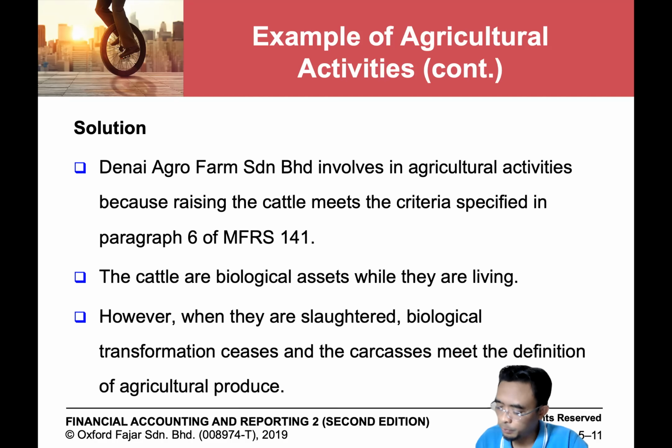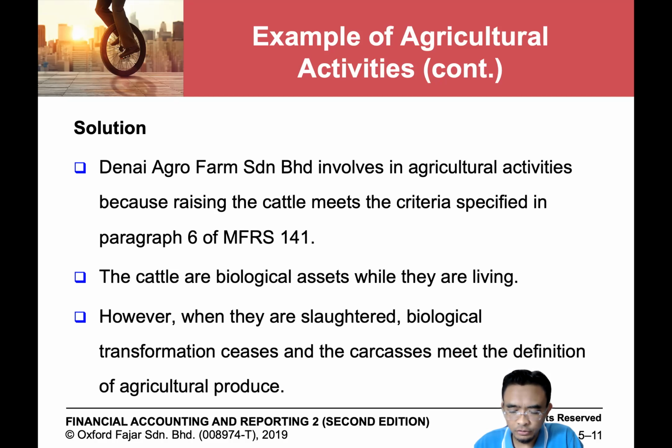But if you turn to page 148 in your textbook, look at page 148, table 5.1. They have listed out all the biological assets, the produce, and the products. For example, the first one is sheep. The sheep is a biological asset, and the agricultural produce is the wool, its fur. And the product that we can make from the wool is the carpet.